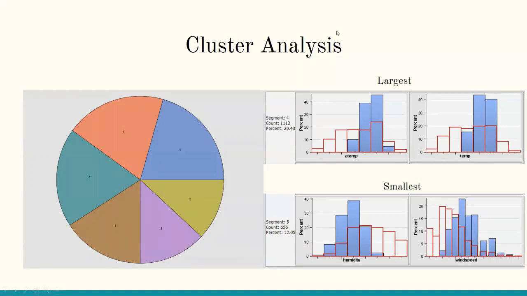For segment 4, the A temp, temp, and humidity were above average, and the wind speed was below average. For segment 6, the A temp, temp, and wind speed were below average, and the humidity was above average. For segment 1, the A temp, temp, and humidity were below average, and the wind speed was above average. For segment 2, all of the interval variables were above average.